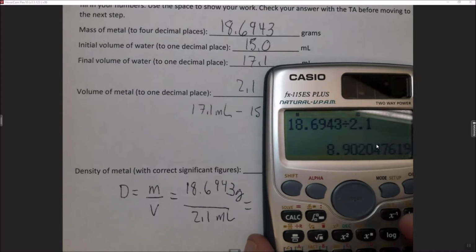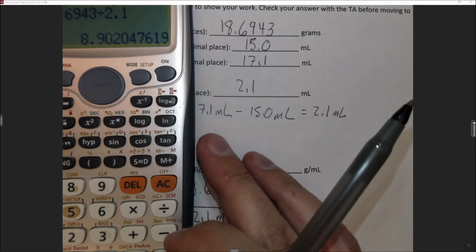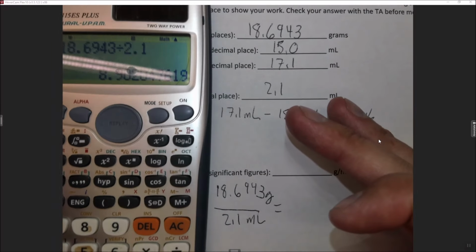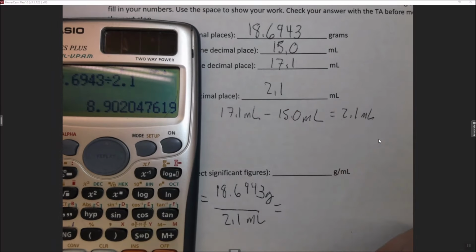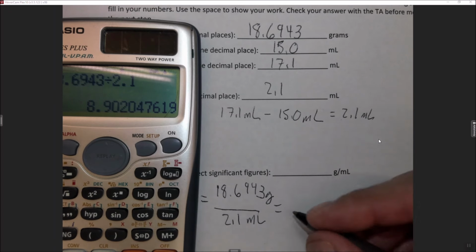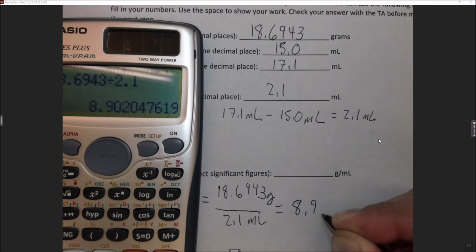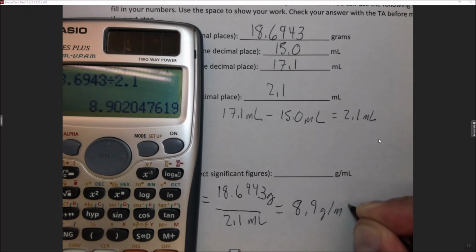But what we need to do is look at our values in order to get the correct number of significant figures. In this case, we're dividing. So when you're dividing or multiplying, you want to go with the least number of total sig figs. So if we go here, we have 1, 2, 3, 4, 5, 6 significant figures. And down here, we only have 2 significant figures. So we want to report our answer to 2 significant figures, which is 8.9 grams per milliliter.